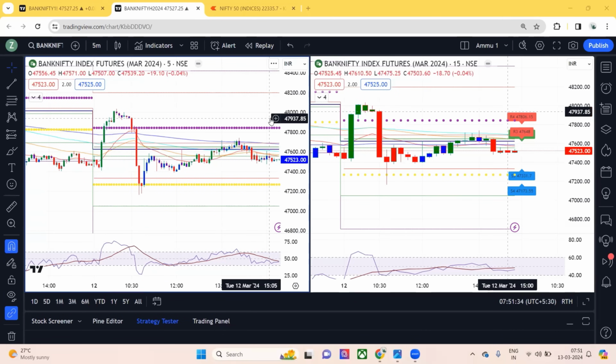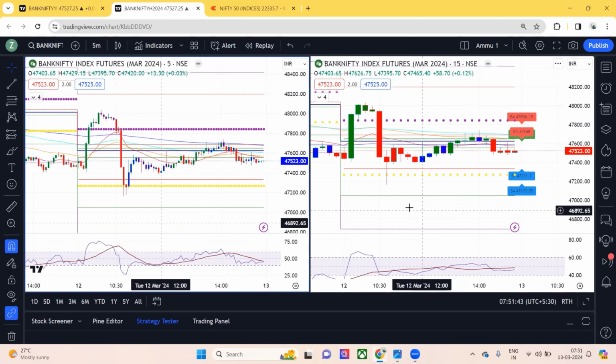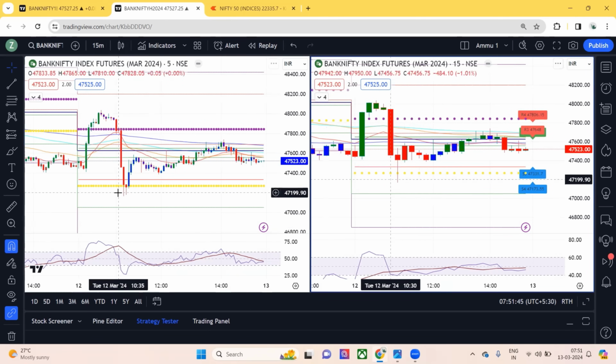Hello guys, today 13th of March, it's Bank Nifty expiry day. So we will see where we can plan our trades. Before getting into the pre-market analysis, let's discuss quickly about yesterday's move.